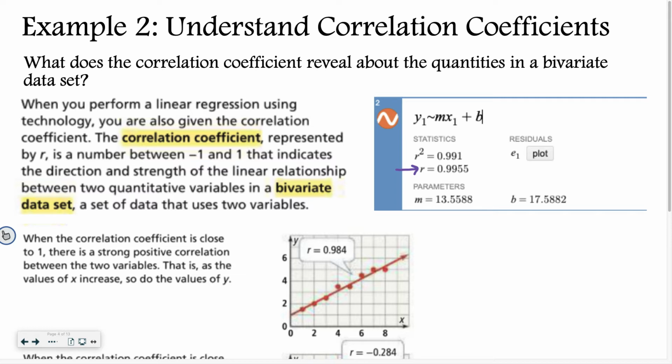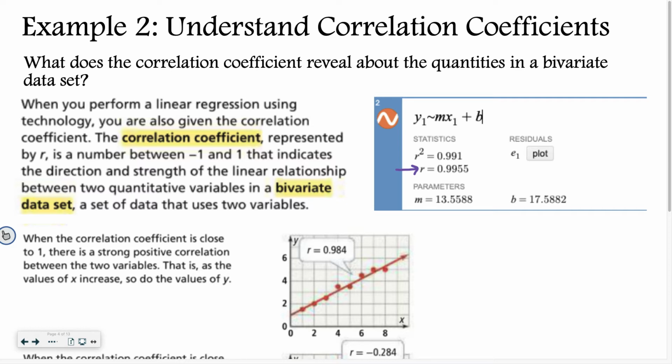What a correlation coefficient tells you is how closely your line matches all of the points on your scatter plot. So let's say that you had a bunch of points that were in a straight line.